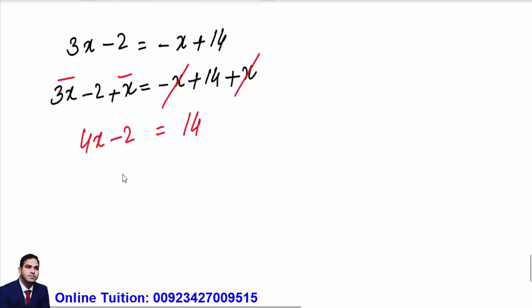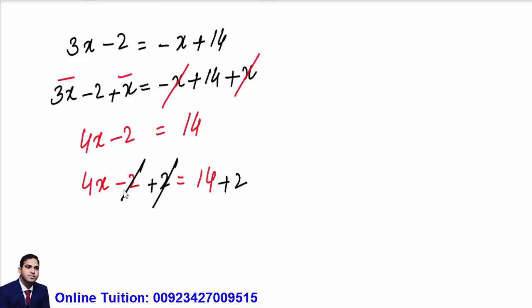After that, adding 2 on both sides, because this is -2. So 4x - 2 is equal to 14. And what to do? This is 2 plus 2, this is plus 2. And this will be cut off because this is negative, this is positive, and this is 14 + 2 is 16. Now this is 4x. 4x is equal to 16.